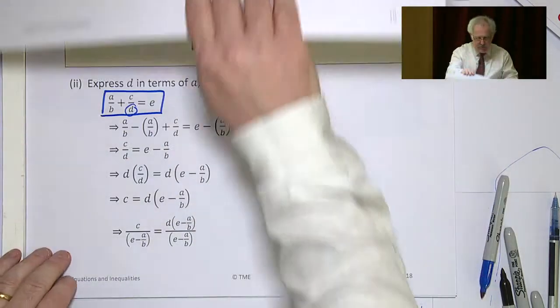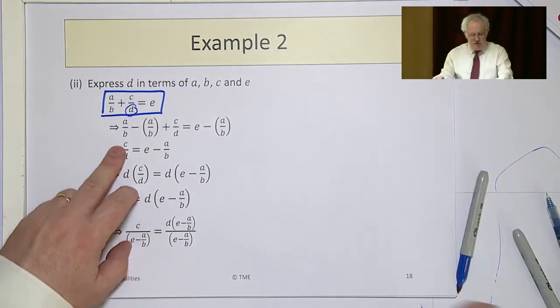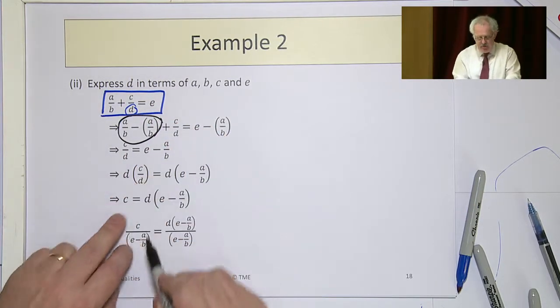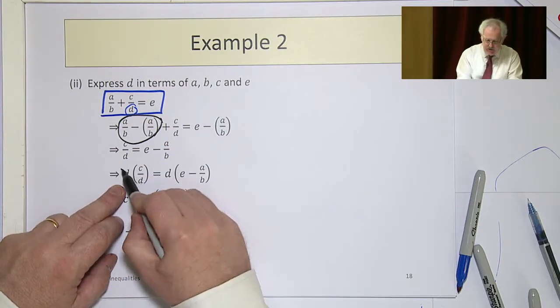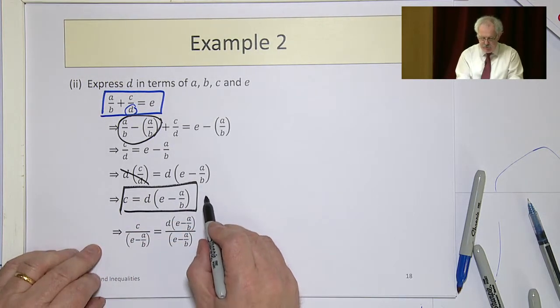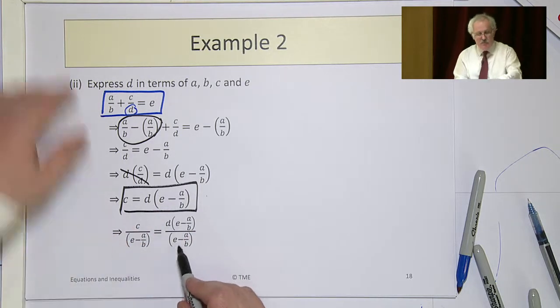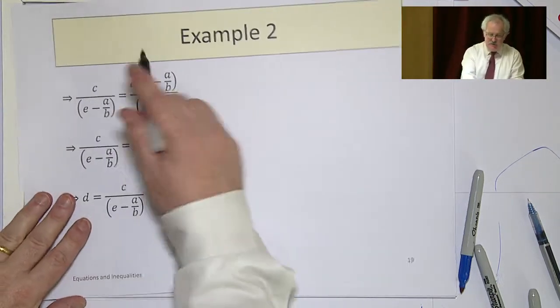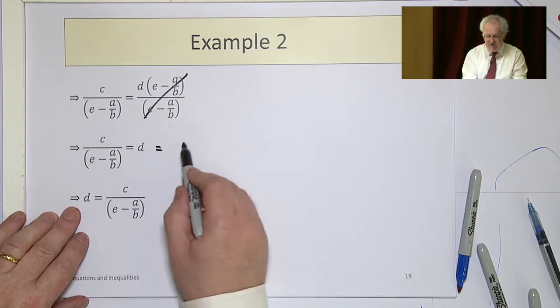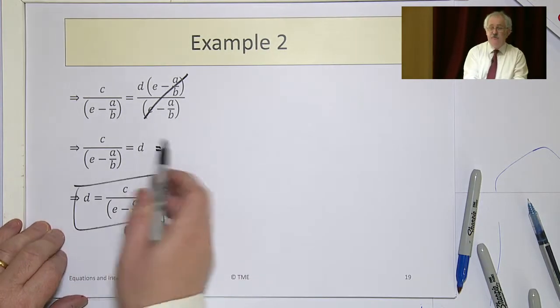So what I did there was, I got rid of the a over b that I didn't like, moved it over there. Then I multiplied by d. I got c was equal to this, then I divided by that term, with the c on this side equal to that, with d is equal to that, and then flipping the right-hand side to the left-hand side, I just rewrote it. Just turned those around.